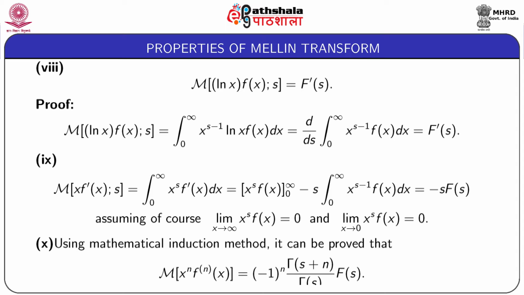Next property is that, using the property given in 9, we can use the mathematical induction method to prove that the Mellin transform of x to the power n times the nth derivative of small f(x) is equal to minus 1 to the power n gamma(s plus n) divided by gamma(s) into capital F(s).